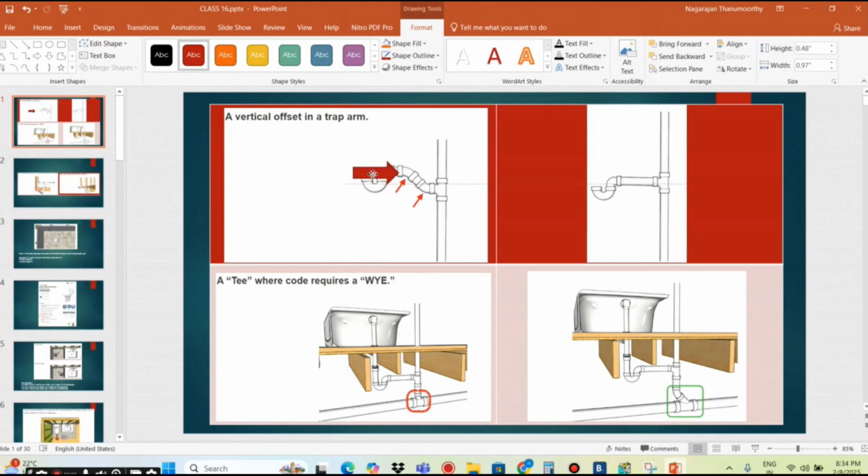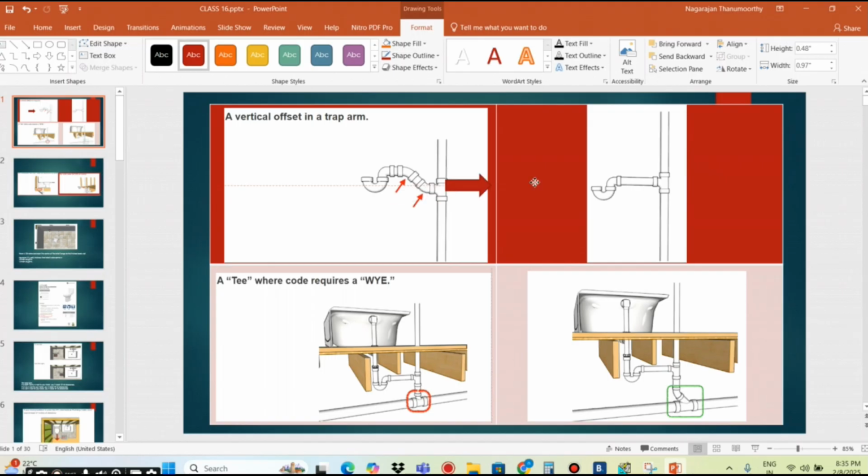Sometimes, if there is any issue taking the line straight away because of some other reason, then we have seen that the line is taken down like this and connected with the drainage pipeline. This is called a trap arm. Here we have provided a vertical offset, because we have provided two elbows, and we have connected with the drainage pipeline.